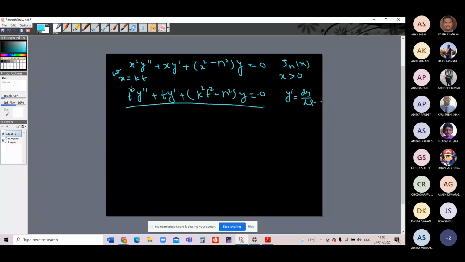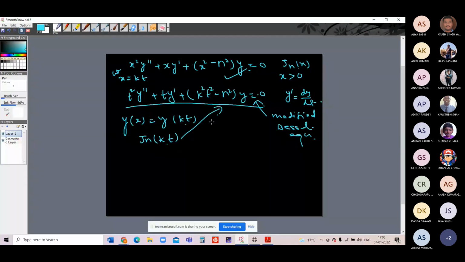This is called a modified Bessel equation. The solution for this equation, y of x is J n of x, is the solution of the Bessel equation. The solution of this modified equation will be Jn(kt), not Jn(tx), sorry. So the solution for this modified differential equation will be Jn(kt). This is one of the solutions of this modified differential equation.